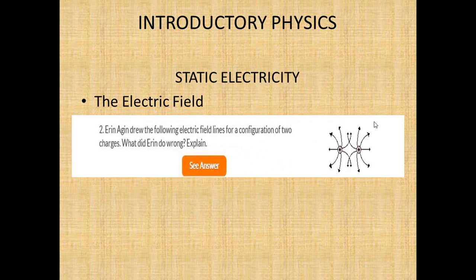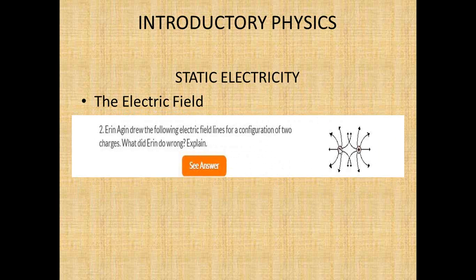So what is wrong with this diagram? All right, so we have two positive charges coming together. Each of them is going to have a field. Each of your charged objects is going to have an electric field.